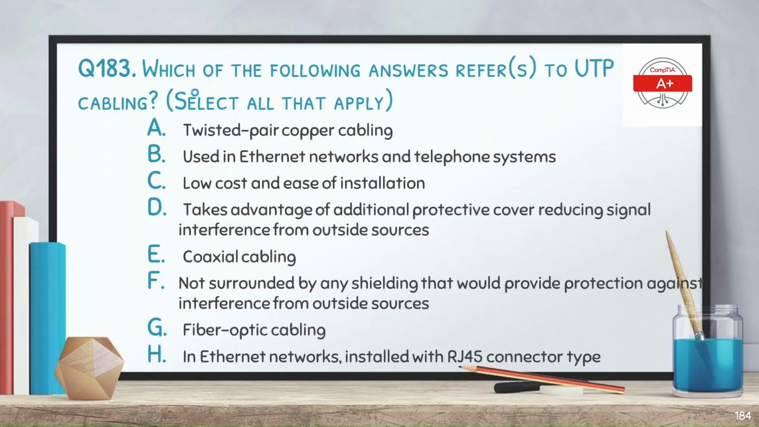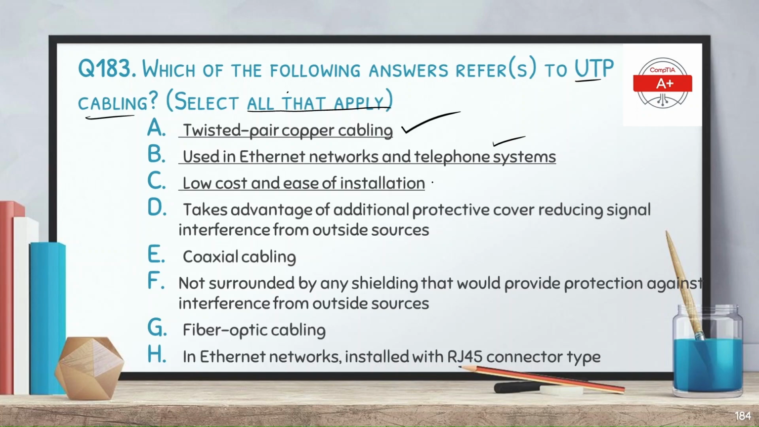Question number 183 is that which of the following answers refer to UTP cabling, that is unshielded twisted pair, and we have to select all the correct options. The correct options related to UTP are that it is twisted pair copper cabling. STP and UTP both are twisted pair copper cabling. These UTP and STP are used in Ethernet networks and telephone systems.